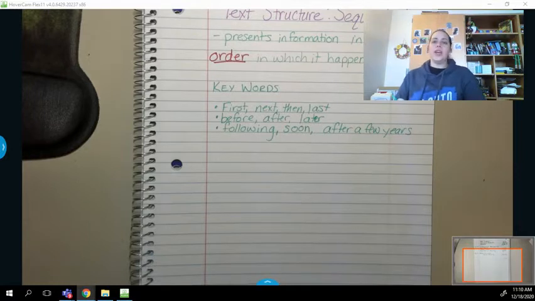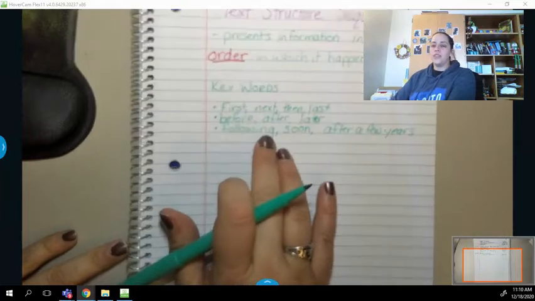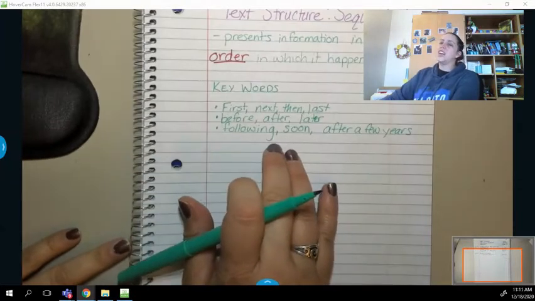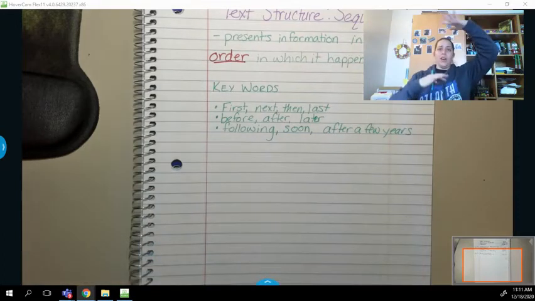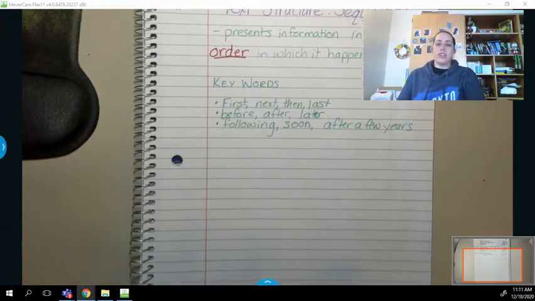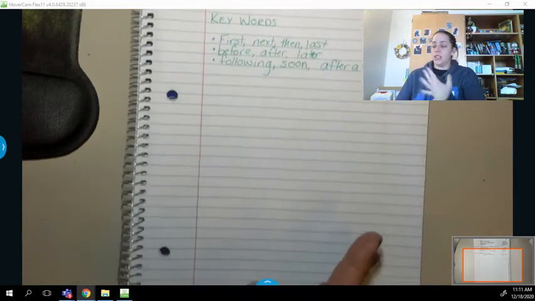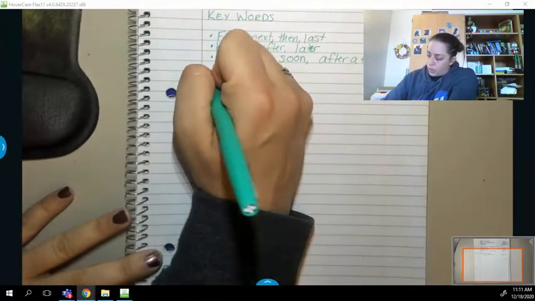All right, so when we have our sequential text structure, they are going in order. We have a couple of different words that we can look for. These are not all of the words that you're going to look for. There is a big long list of words to look for, so just keep in mind that these are a few examples. These are not the only words that are going to tell us order. And then after that, we're going to look at our graphic organizer.